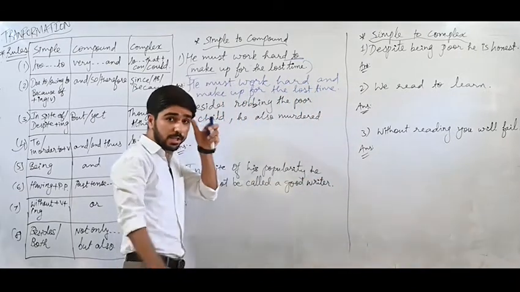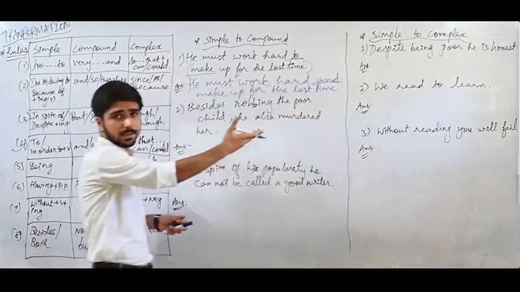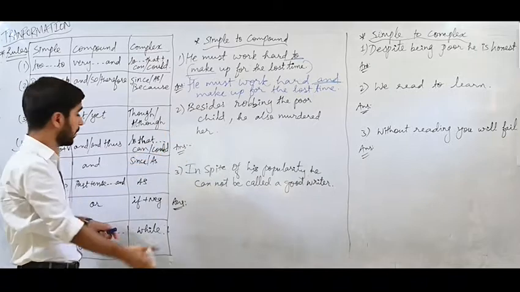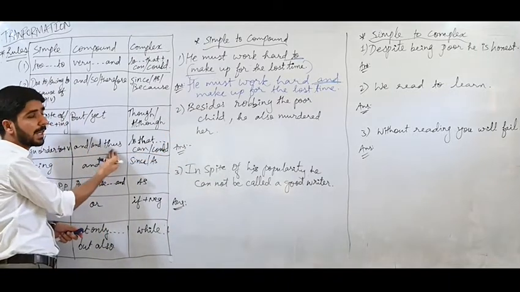So this is how we have changed from simple to compound using this conjunction. And you can also use and thus make up for the lost time because it is already given over here in the rule number 4, use and or and thus.